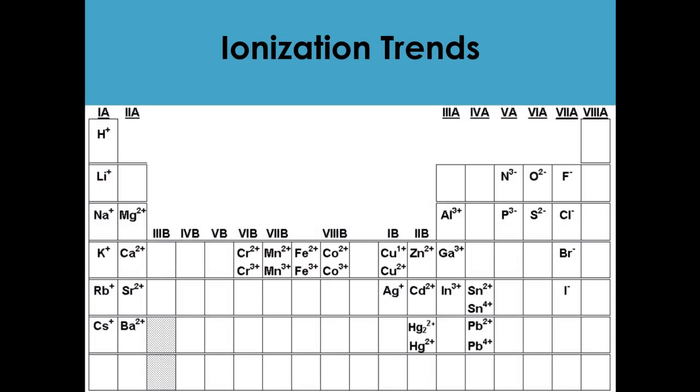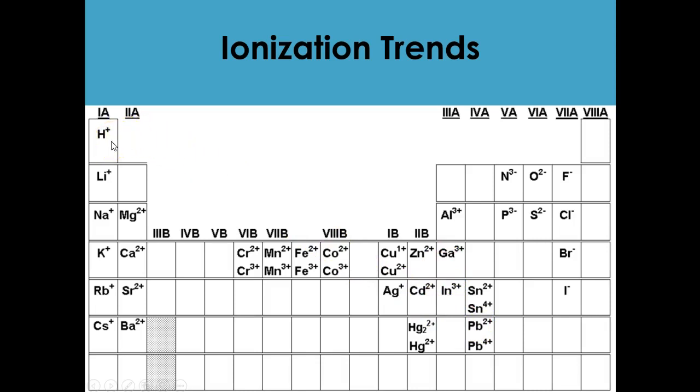Here is a picture of the periodic table, just showing how elements like to ionize. You'll notice that here's where that diagonal line was between the metals and the nonmetals. All of these metals are forming cations, that is positively charged ions: lithium, sodium, potassium, magnesium, chromium, manganese, iron. Some of these, what are called transition metals, will form more than one ion, but you can see all the metals form cations. They all lose electrons. They all have positive charges.